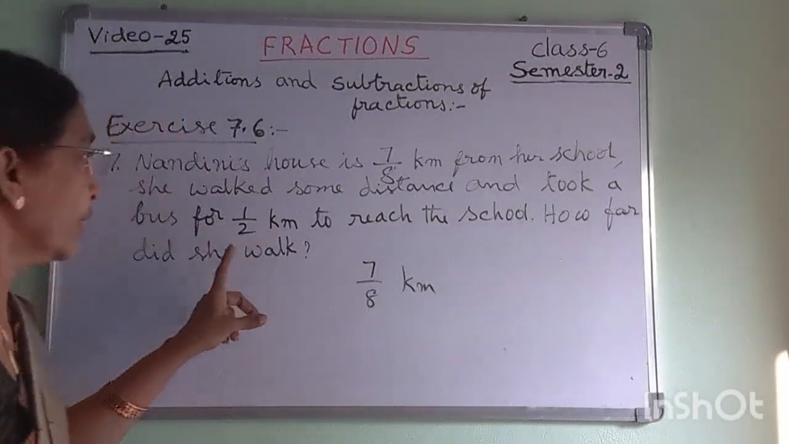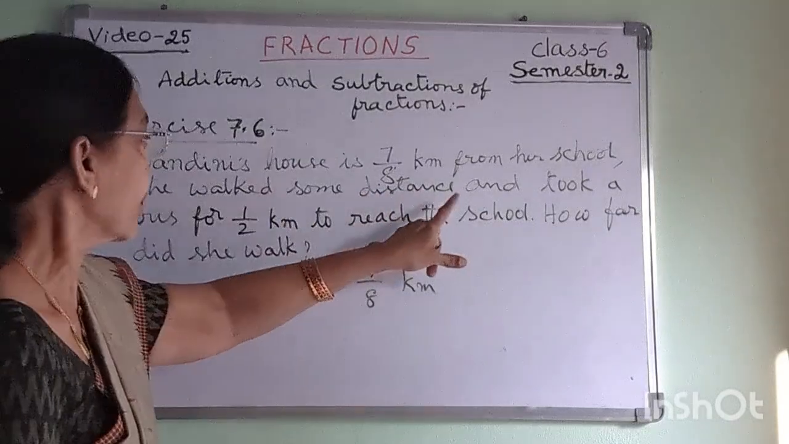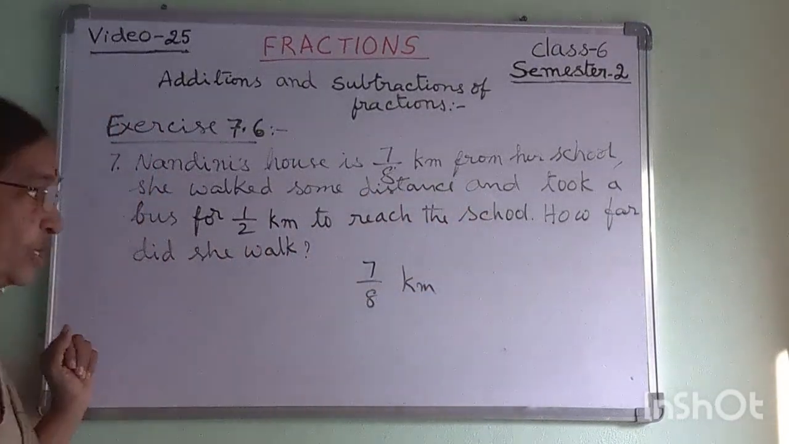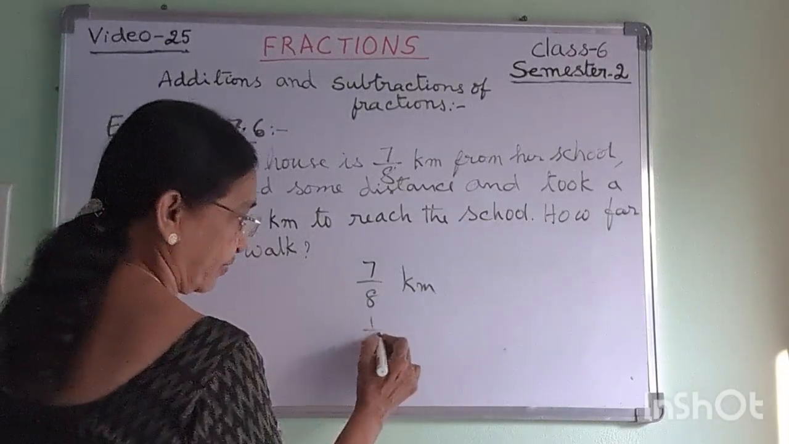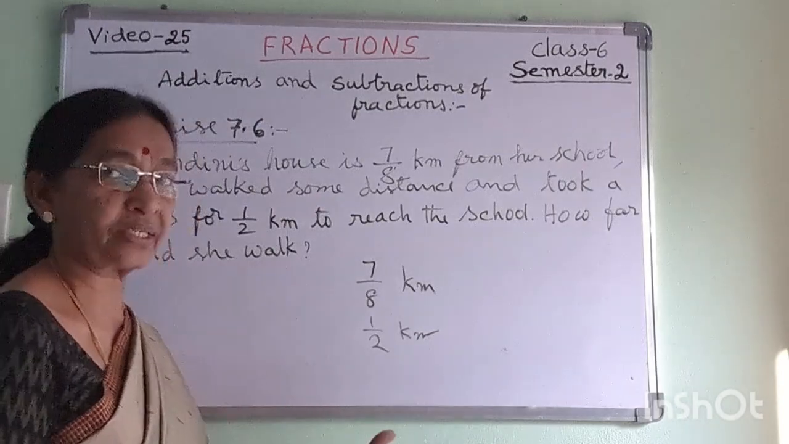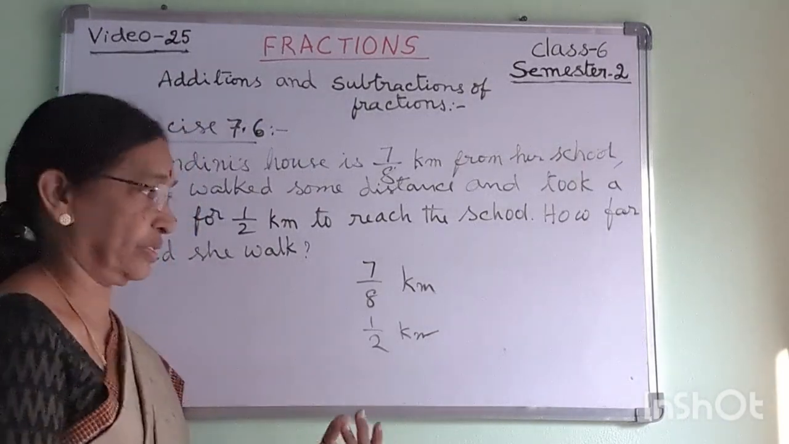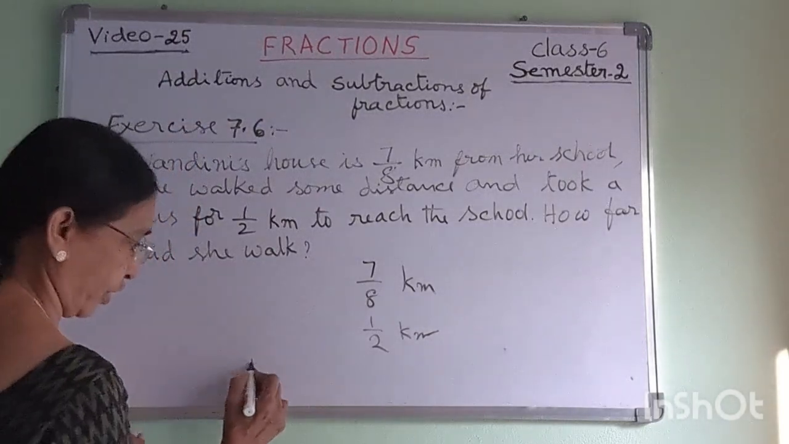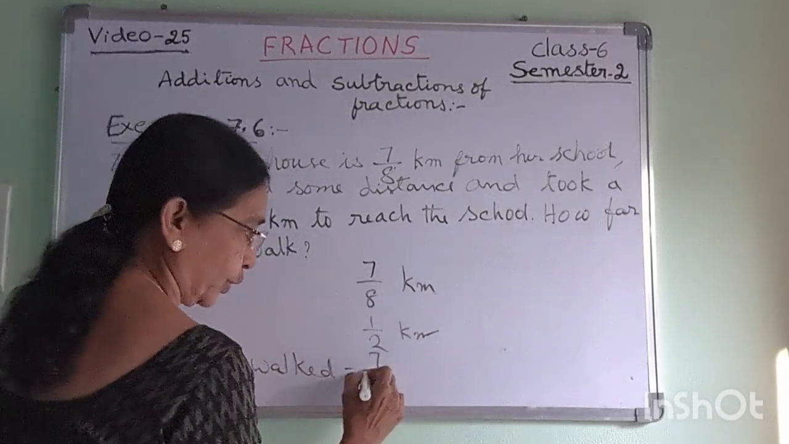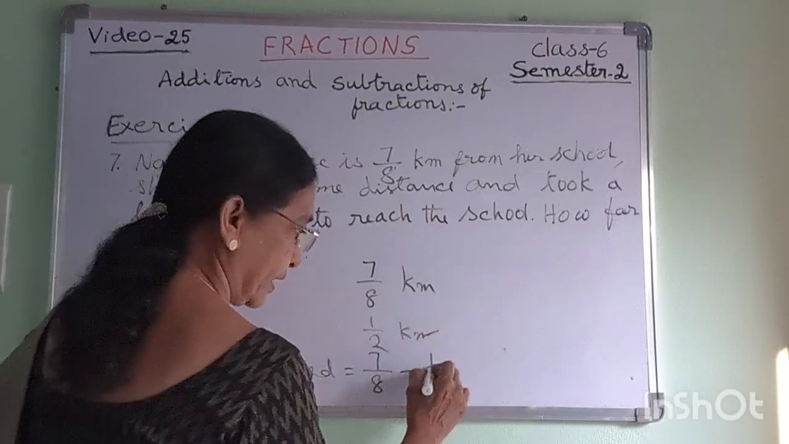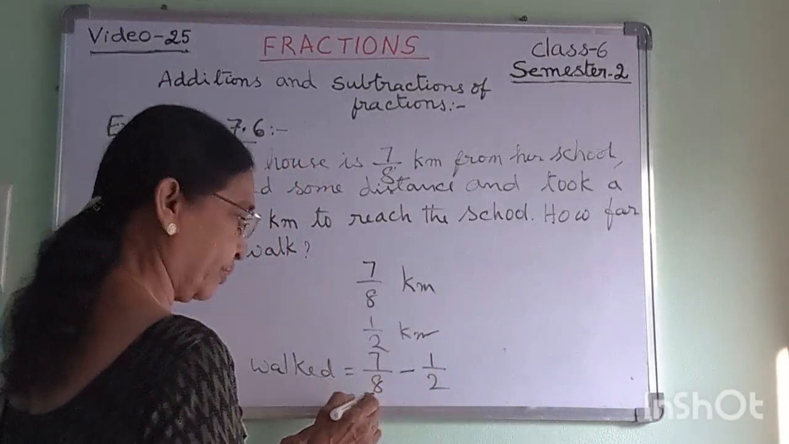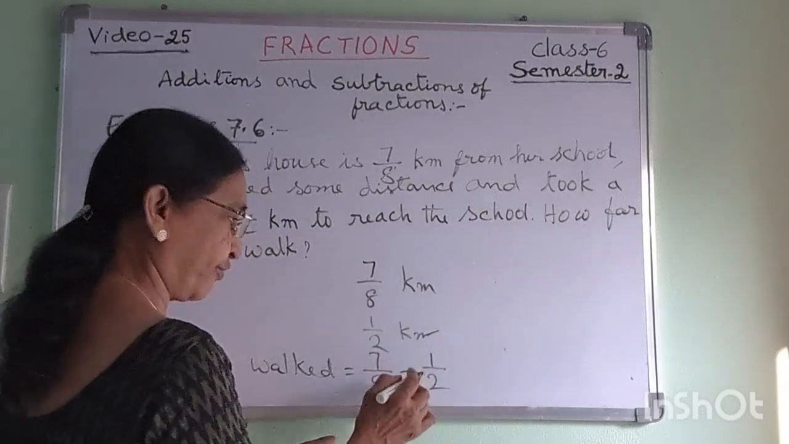She walked a certain distance and took a bus for half kilometer. So she took a bus for half kilometer. So the remaining distance is the distance she walked. Therefore, the distance she walked is equal to total distance minus distance she travelled in bus. That is 7/8 kilometer minus half kilometer.